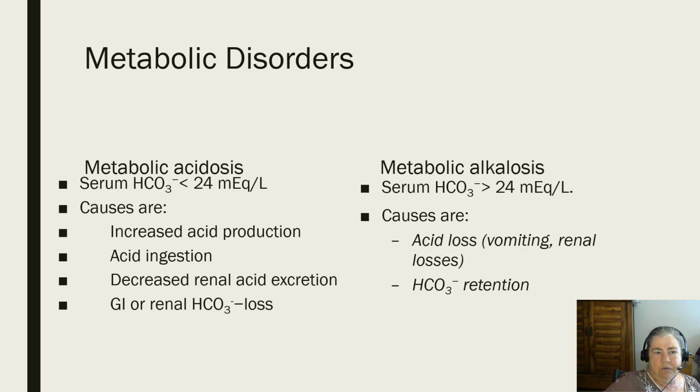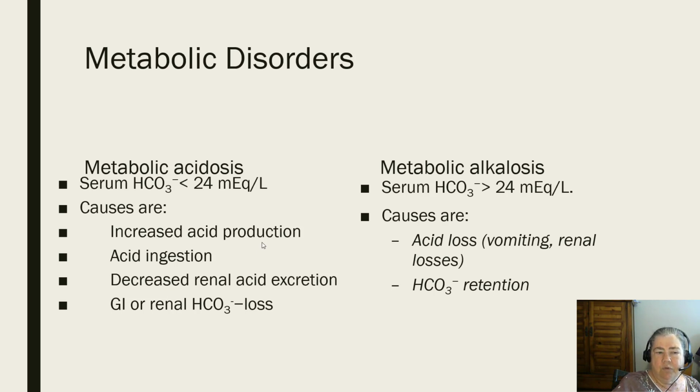So these are reviews. In metabolic acidosis, the serum bicarb will be low. Normal is about 24. So a serum bicarb of 18 or 20 suggests this problem. And as we've said, you can have increased acid production. You can have acid ingestion, which are these toxins like acetylsalicylic acid.